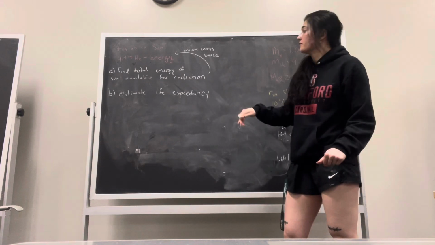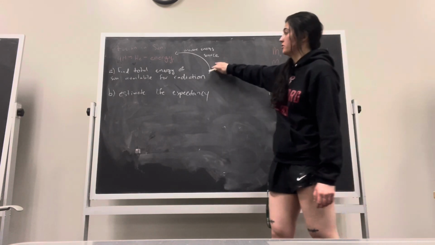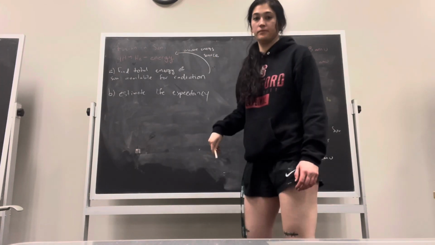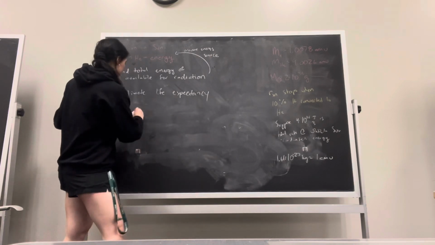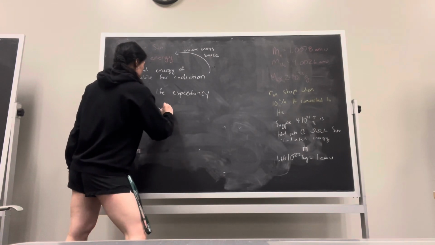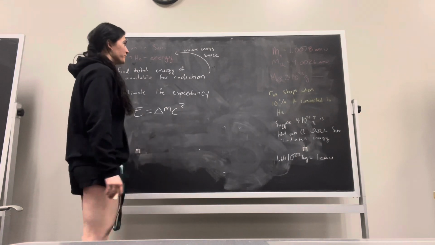Okay, first thing we want to do is find the total energy of the sun that is available for radiation, assuming our energy source comes from this fusion reaction. And to start doing this, we want to use the Einstein relation, E equals mc squared. You've probably heard of this one before.